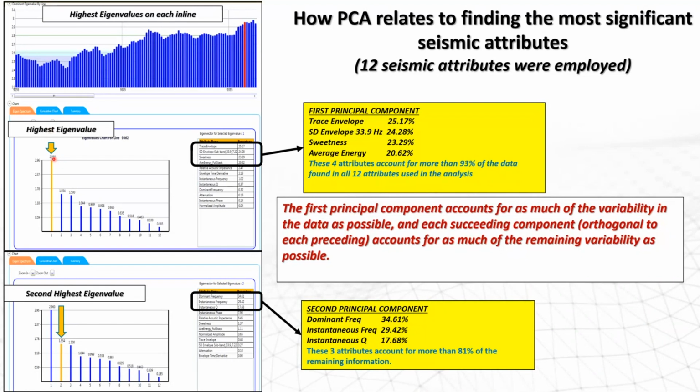So I'm looking at the highest eigenvalue on the first eigenvector, and there are 4 attributes which make up more than 93% of the information available in all 12 attributes that I used. So obviously these 4 carry the biggest amount of weight when I'm going to create a recipe to look for something. And then if I go to the second highest eigenvalue, these 3 attributes, dominant frequency, and instantaneous Q, end up being 81% of the remaining information that the first 4 didn't catch.